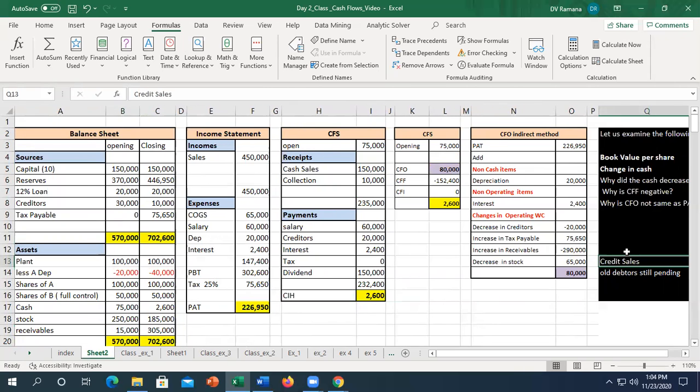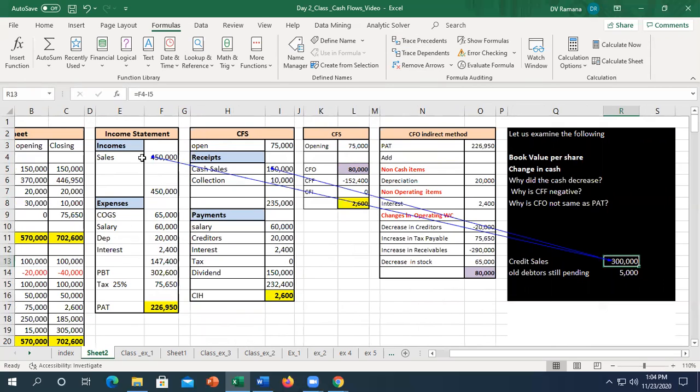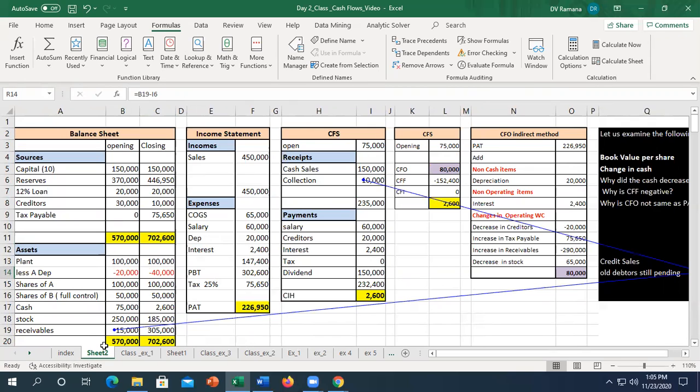So let us see what the credit sales are here. The credit sales in this case is 450 minus the cash sales, so 300,000 is credit sales. A significant part of our sales is credit sales. And moreover, we collected only 10,000 when the outstanding receivable was 15,000. That means during this period, a significant part of the sales were on credit, and we have also not collected fully from the old outstanding receivable. So because of this, profit may be positive, but the CFO is not equal to PAT to a large extent because of the credit sales, or because of the increase in the receivable.